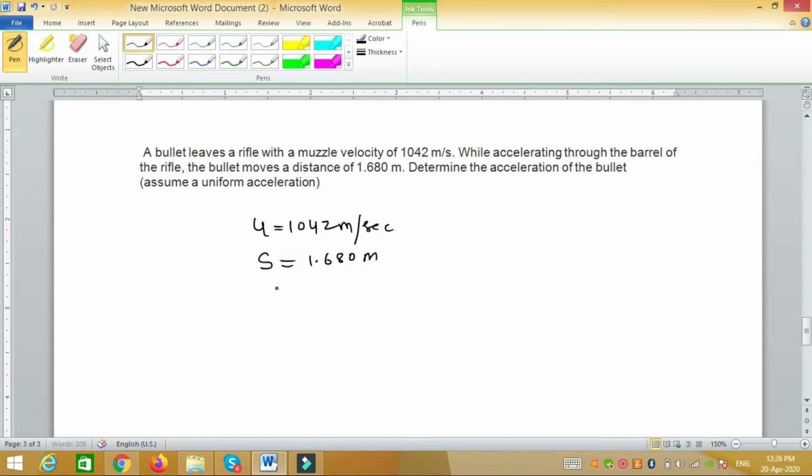Determine the acceleration. It is very easy. Acceleration is equal to v minus u, but v is not given to you, so we will not use that. We have distance given to us, so better to apply v square minus u square is equal to 2as. Okay. First of all, you have to understand that we have to calculate an acceleration here. So acceleration we want.